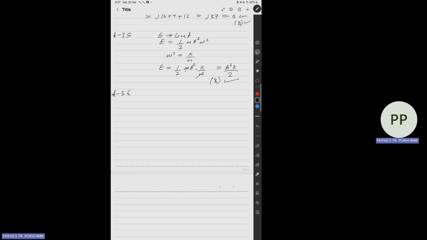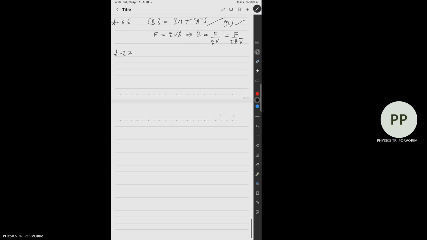Now 36. The dimension of the magnetic field intensity. It is a direct formula, direct value, if you remember: M T⁻² A⁻¹. Or you can find the dimension of magnetic field by the formula F = QvB. So B is equal to F by Qv, and we know the dimensions of F. Q is current into time, and we know the dimension of v. So just put the dimensions and solve. We will get option B.